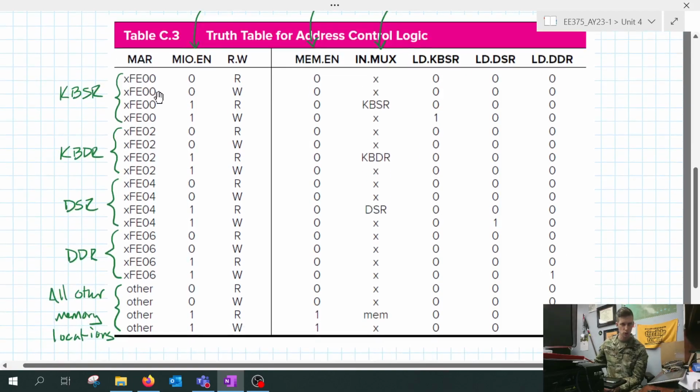What I'll do is bring to your attention the fact that in this truth table, there are a couple of specific values that we care about, notably the ones for our peripheral registers: the keyboard status register, the keyboard data register, display status register, display data register, and then we have one catch-all group for every other memory location.